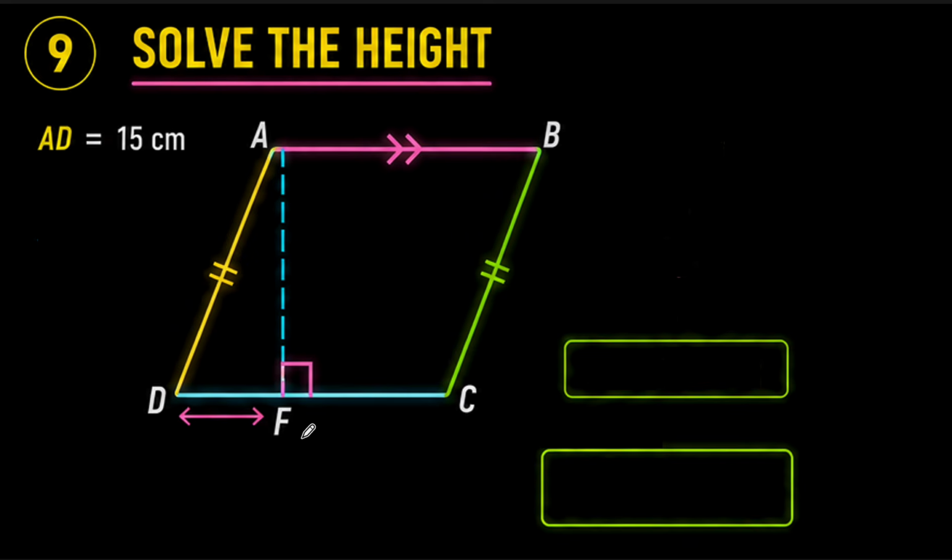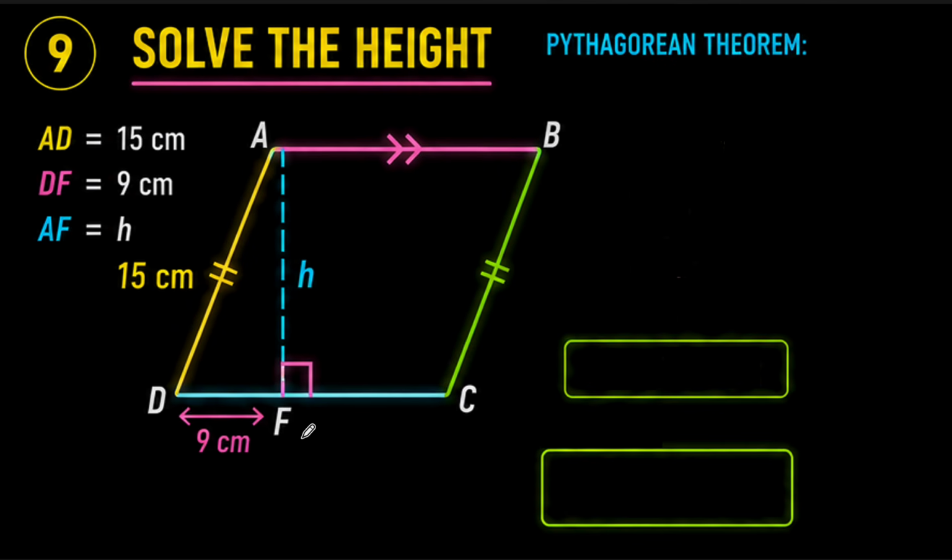So, since we have the given, what we're going to apply is the Pythagorean theorem. Since this is a right triangle, we will use the Pythagorean theorem. The sum of the squares of the two sides, AF squared plus DF squared, is equal to the square of the longest side, which is AD.